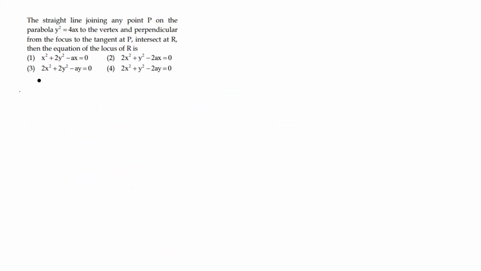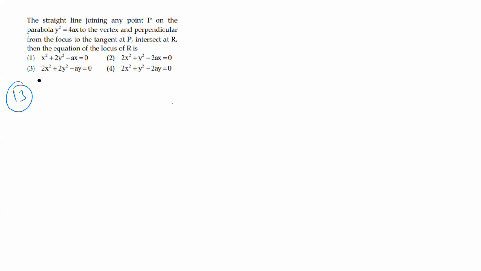Next, the 13th one. The straight line joining any point P on the parabola y square is equal to 4ax to the vertex, and the perpendicular from the focus to the tangent at P, intersect at R. The equation of the locus of R they are asking.